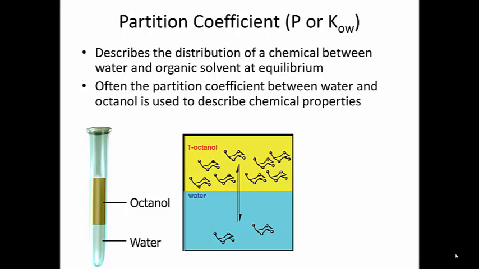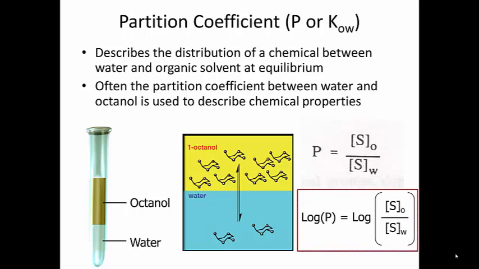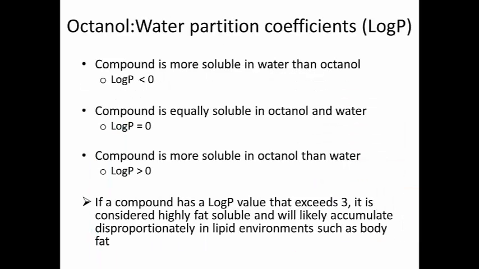The partition coefficient is then calculated as the concentration of solute in octanol divided by the concentration of solute in water. Often these are reported as log values, demonstrated in this second equation. The lower the log P value is, the more water-soluble and less lipid-soluble the compound is, and the higher the log P value is, the more lipid-soluble and less water-soluble a compound is.